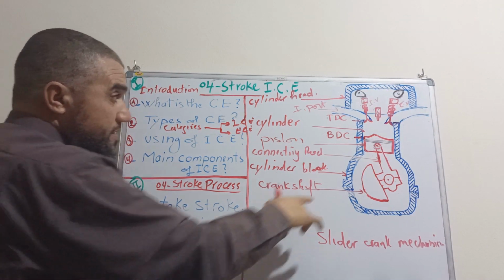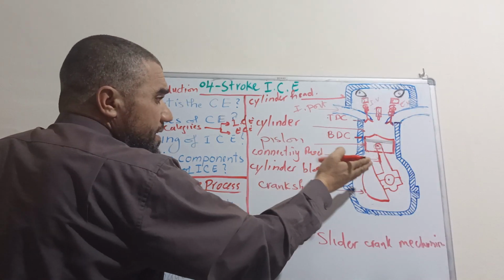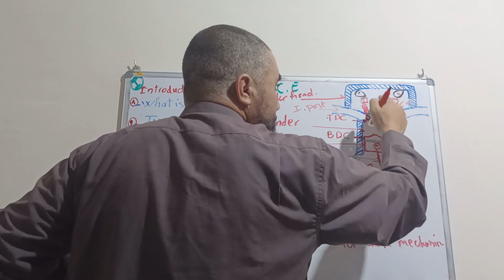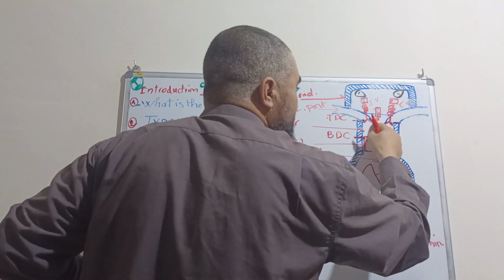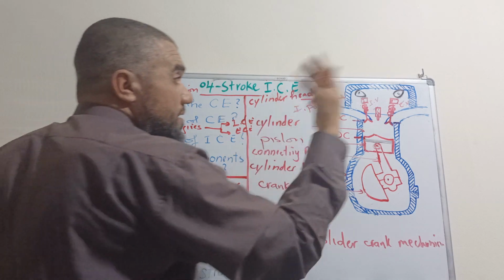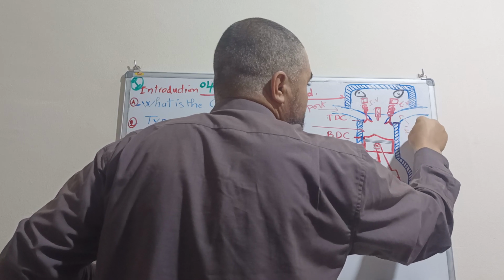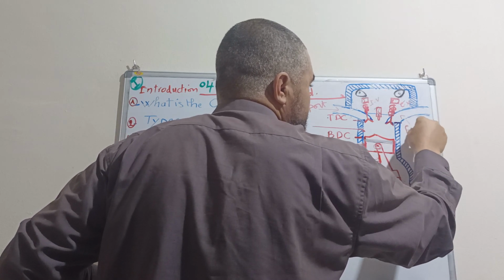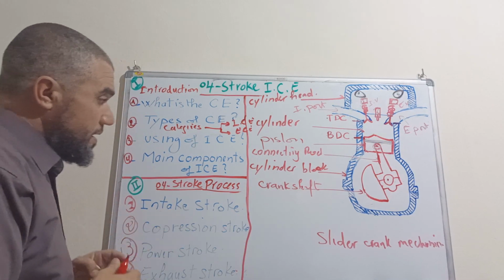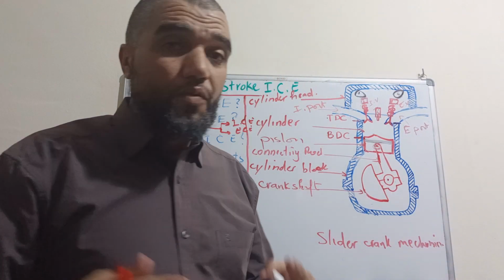The fourth stroke: when the piston reaches BDC, as you can see here, and due to inertia, the piston moves up, and in this case the exhaust valve is opened, and all the remaining gases from the combustion inside the combustion chamber escape through the exhaust port. This is a brief presentation of the four-stroke process. I hope you have understood this presentation, and thank you for your attention.